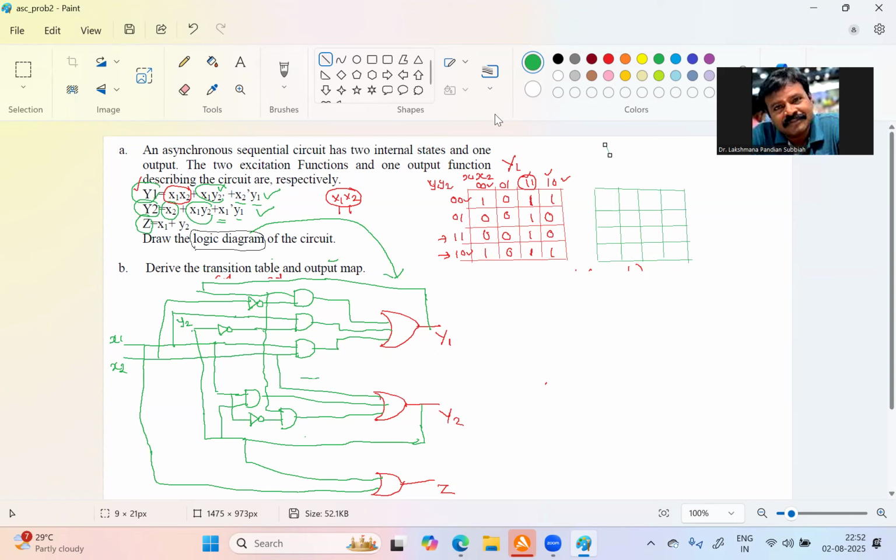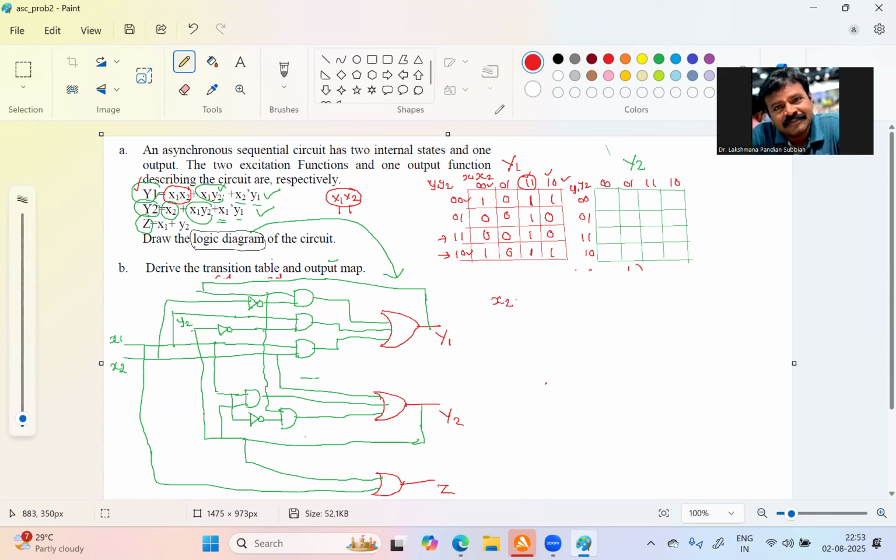Right. Now how do you fill the y2? This is y1 y2, small letter: y1 y2 is 0 0, 0 1, 1 1, 1 0. Similarly here also 0 0, 0 1, 1 1, 1 0. Then here we are going to fill that x2.